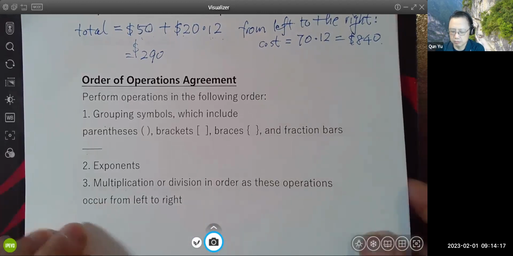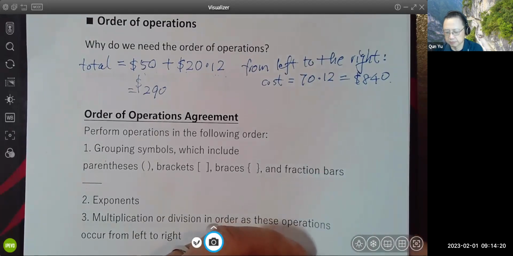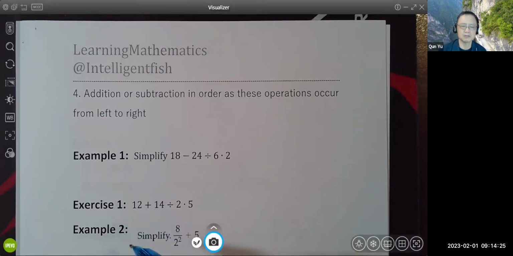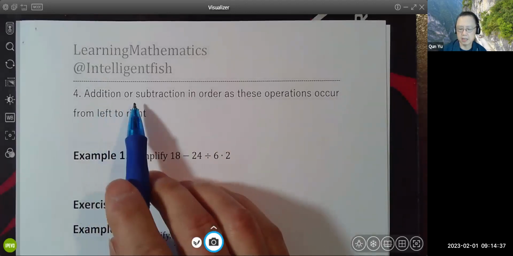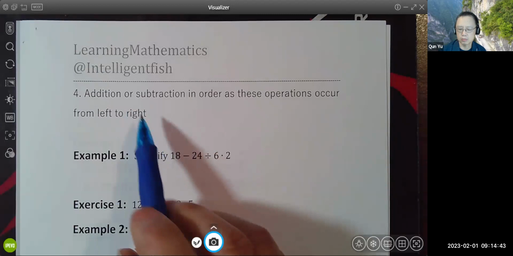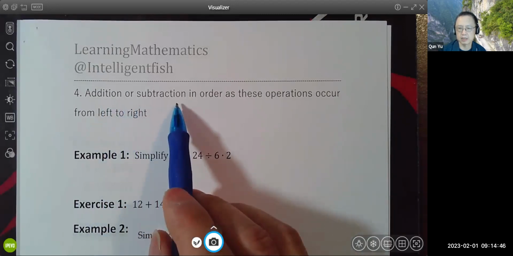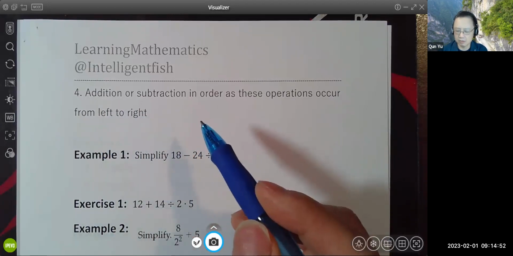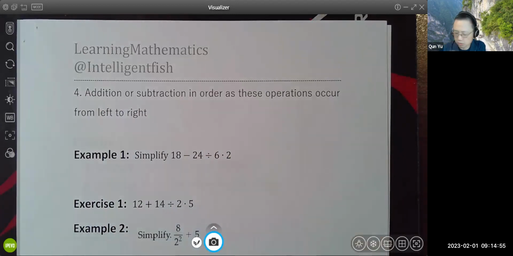Now the next level on the next page is the bottom level, which is addition and subtraction. In other words, in a given expression, you do addition or subtraction as the last step. And there's no priority between addition and subtraction, just like between multiplication and division. You want to perform addition or subtraction in the order they appear, which is from the left to the right. Now let's apply these rules of order of operations by looking at some examples.